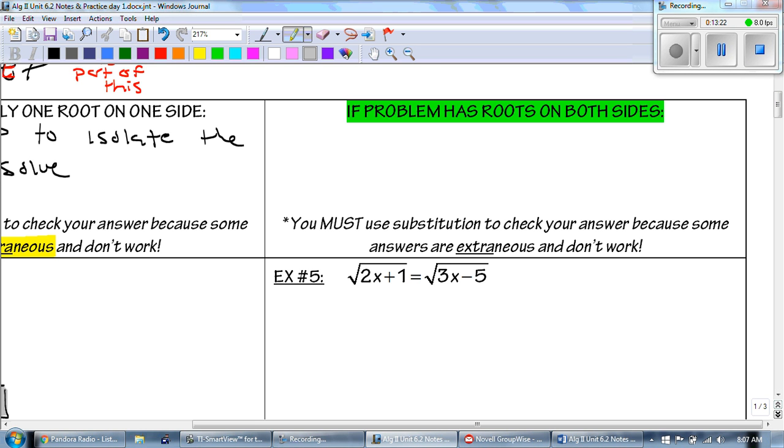Now, if a problem has roots on both sides, so this is something new, what you want to do is square both sides, then solve. Now, once again, I want you guys to see you must use substitution to check your answer because some answers are extraneous and they don't work. Okay, so we have to check.